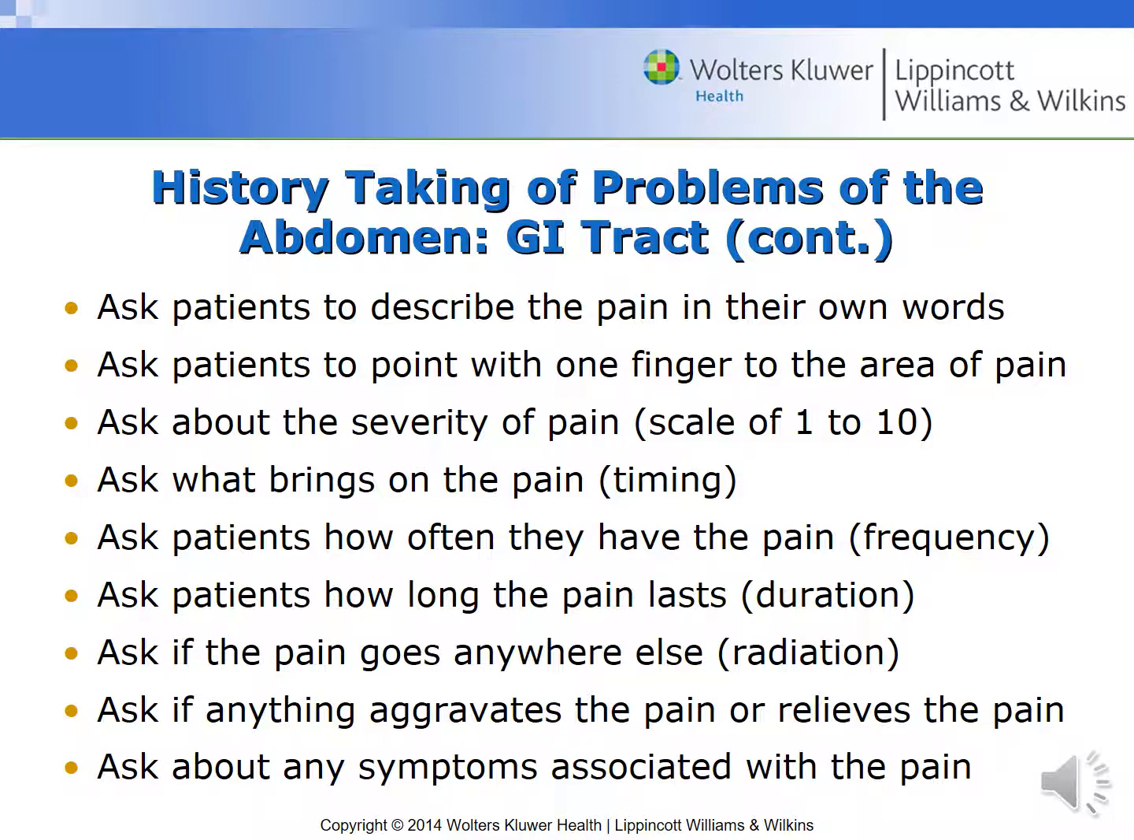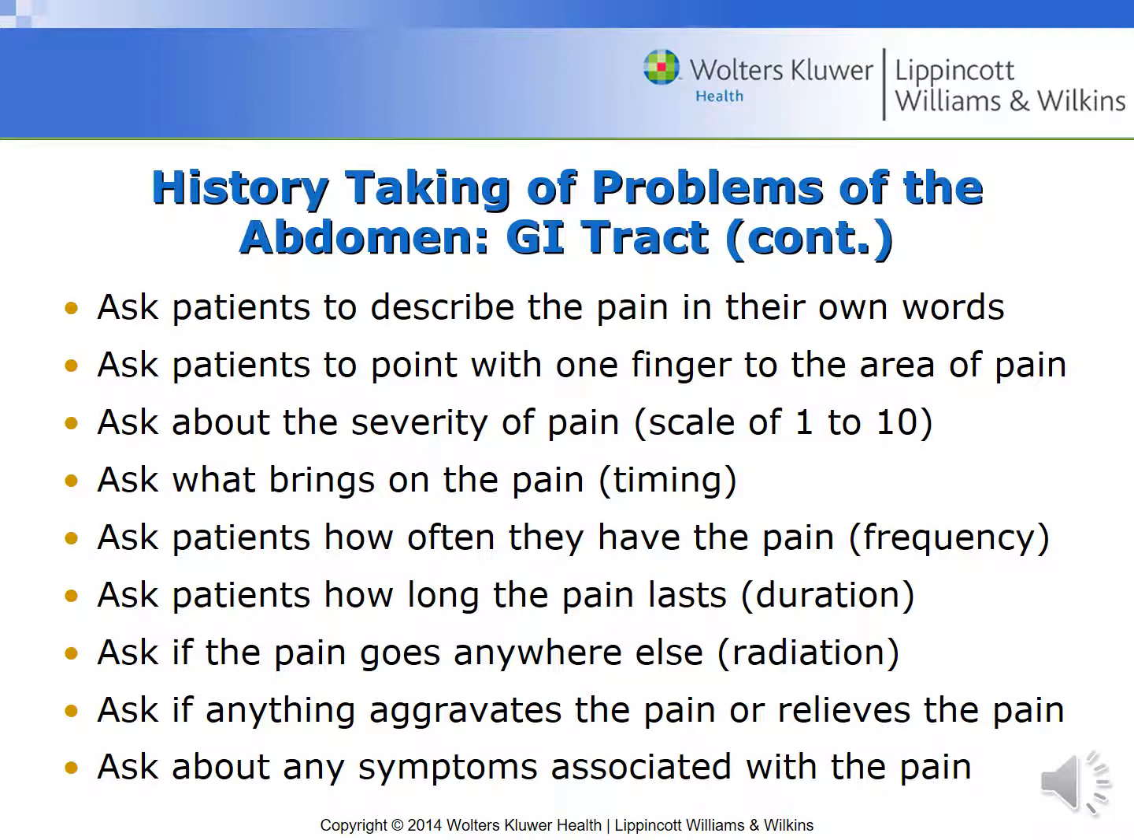So I ask the patient, point with one finger where you're having the most pain. They'll point with their finger, and I say, does that pain move anywhere? And then with that one finger, they can show me where that potentially moves to. So it'll also help me determine if it's a referred type of pain as well. Of course, you're always asking about the severity on the pain scale.